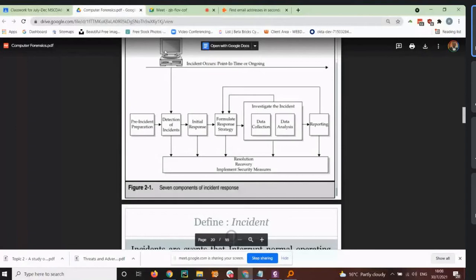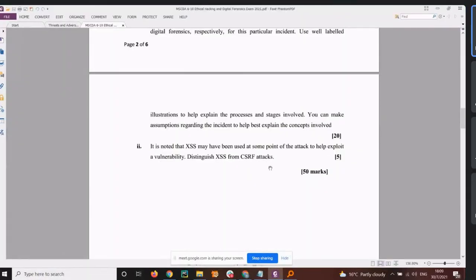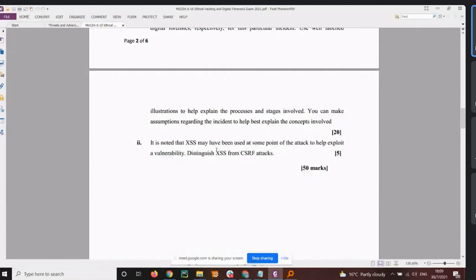The last one was basically what he has noted, that cross-site scripting may have been used at some point of the attack to help exploit a vulnerability. Then you have to distinguish cross-site scripting from cross-site request forgery attacks. So within the course, from the beginning to our presentations, someone would have explained the constitution of cross-site scripting, XSS, and then another group would have explained the constitution of CSRF, cross-site request forgery. You know how to define what XSS is, and you know how to define CSRF. Distinguishing them is putting your knowledge of what is XSS, knowledge of what is CSRF, and then differentiating them from each other.